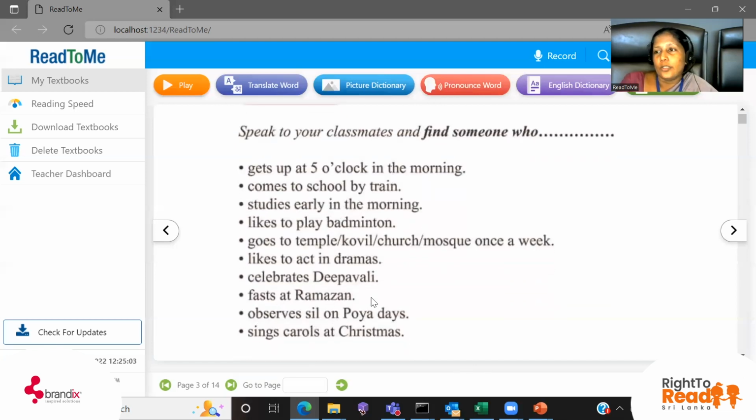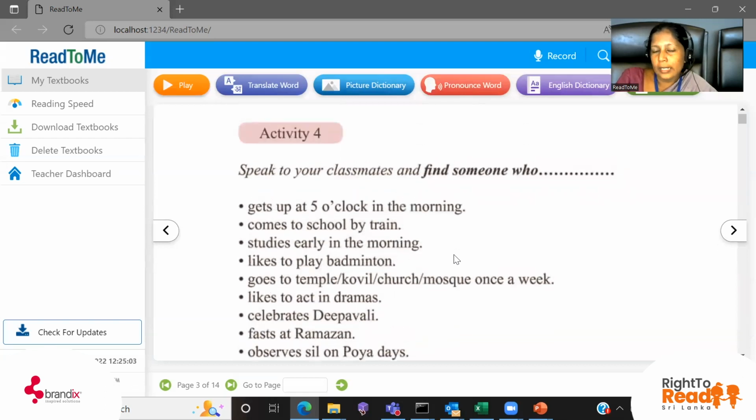And who is fasting in Ramazan? Buddhists or Hindus or Muslims? Yes, Muslims fast at Ramazan. Of course, you know, right? Observe Sil in 4 days. Who are observing Sil? Yes, Buddhist people observe Sil, right? Sings carols. Who are singing carols? Yes, Roman Catholics sing carols, right? Okay. So you have 3 tasks to do today. Make it a point to do these activities as well.